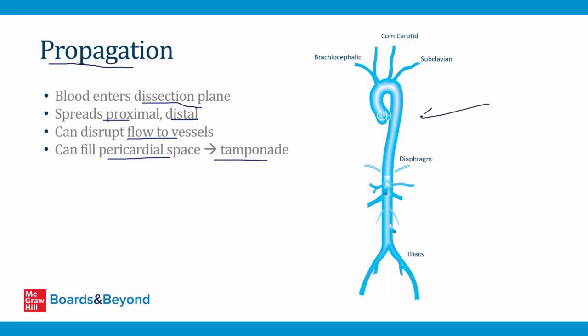So if you look at my little cartoon here on the screen, let's imagine we get a tear in the aorta right here, and blood starts to come in. Well, blood can spread downward, and it could disrupt flow into mesenteric vessels or renal vessels. It can also spread upwards like this, and it could disrupt flow to the subclavian artery and the carotids. It can give stroke-like symptoms. And then finally, it can dissect all the way back this direction and fill the pericardial space with fluid, causing tamponade.